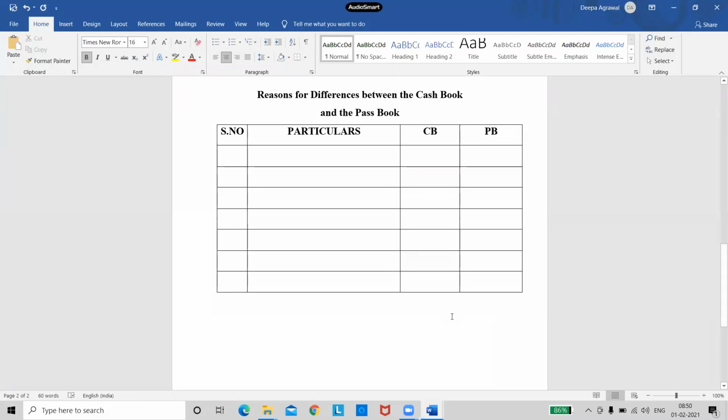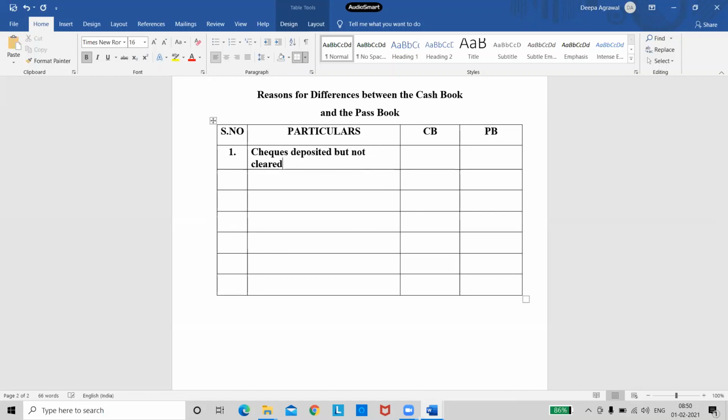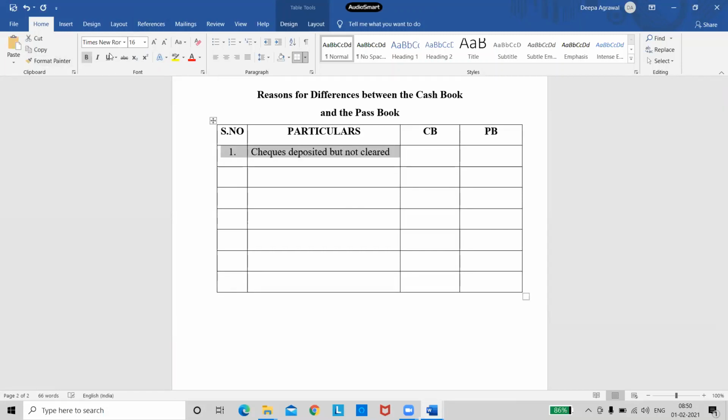Right. So first difference we will write now. First, serial number 1. The first difference is, just note down here, checks deposited but not cleared. Just note down as I'm writing. I'll explain each one properly again. So just note down first when we are writing it down. Checks deposited but not cleared. This is our first difference.